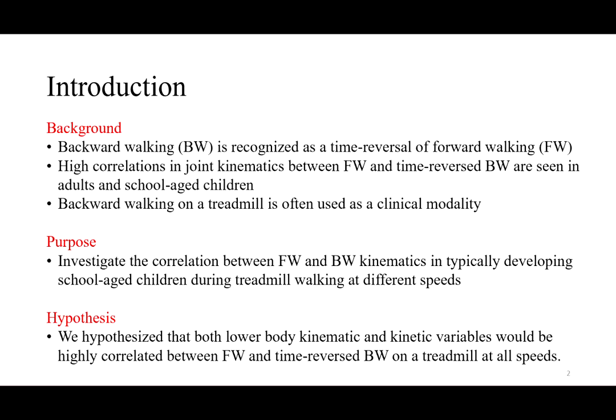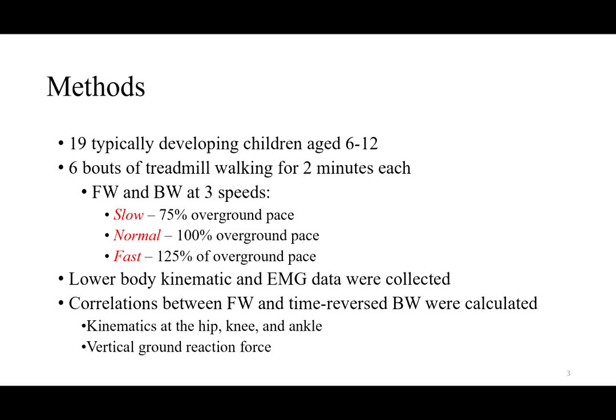It's well established that there are significant differences between overground and treadmill walking patterns, yet despite the frequent use of backward treadmill walking in a clinical setting, responses to changes in walking direction on a treadmill are not well studied. Therefore, the purpose of our study was to investigate the correlations between forward and backward walking kinematics in typically developing school-age children during treadmill walking at different speeds. We hypothesized that all variables would be highly correlated between forward walking and time-reversed backward walking at all speeds.